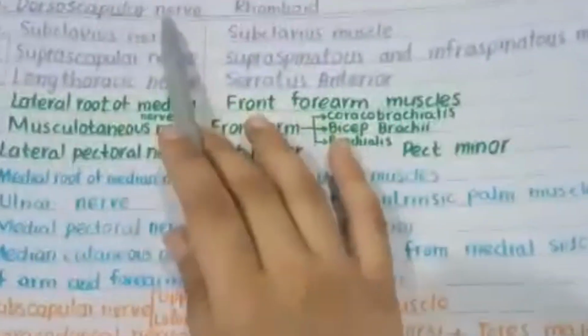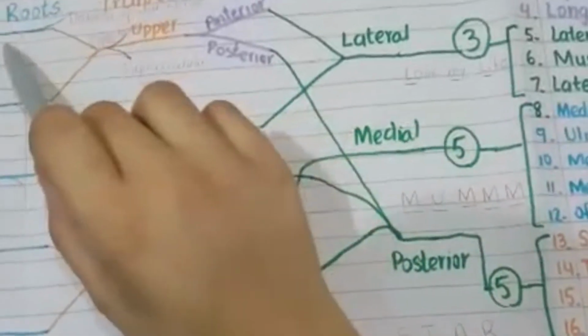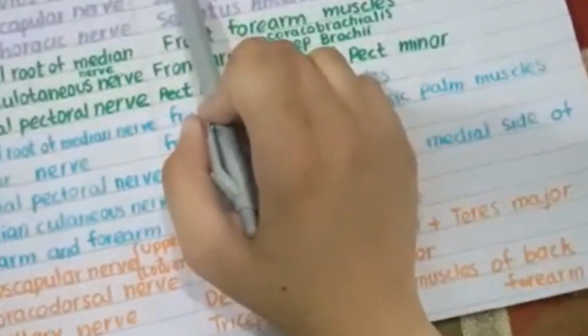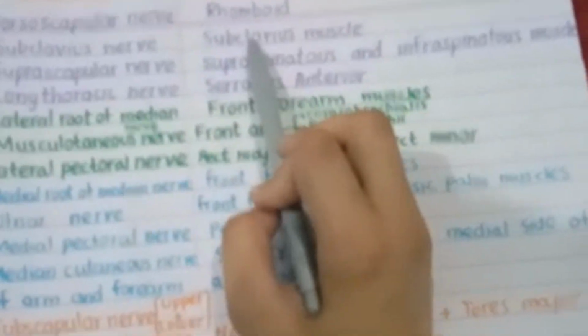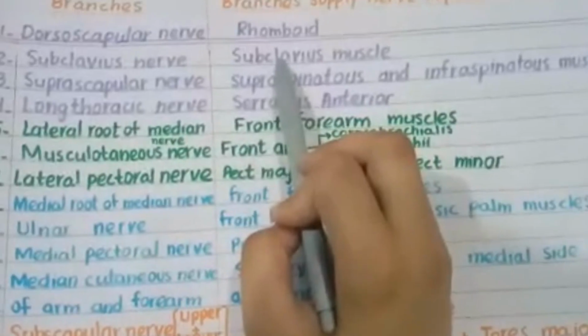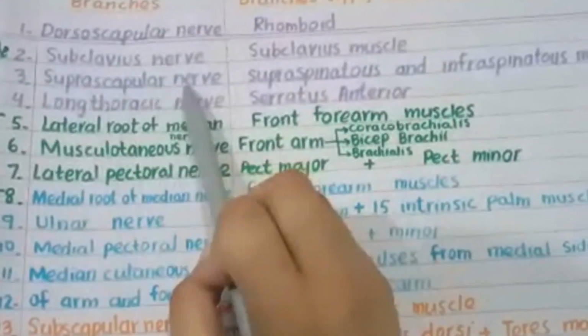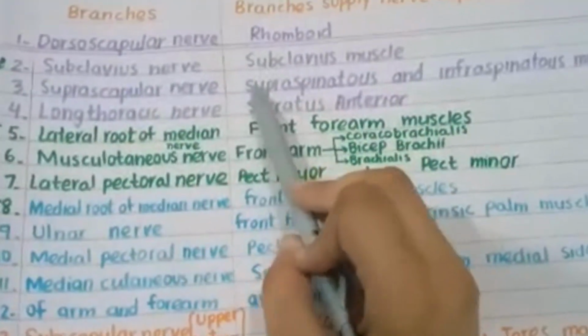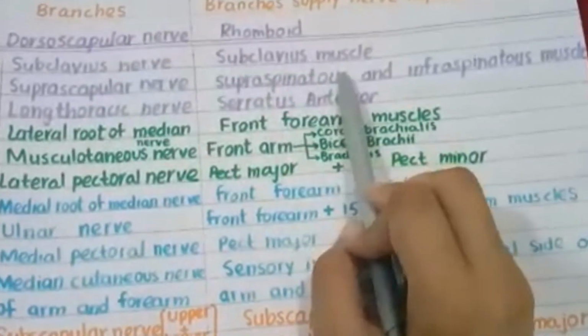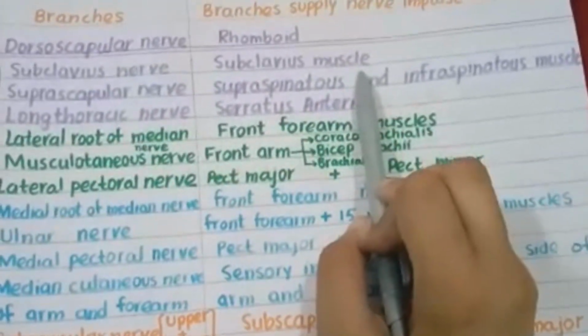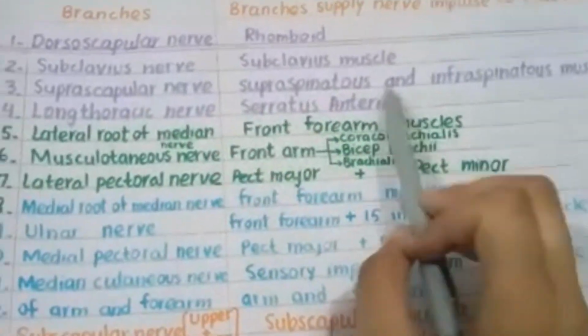Number 1 is dorsoscapular nerve. This is the dorsoscapular nerve which arises from the C5 root. These nerves supply rhomboid muscles. The rhomboid muscles are present between both scapula. And then subclavius nerve. The subclavius nerve supplies subclavius muscle. This is the small muscle which is attached under the clavicle bone.